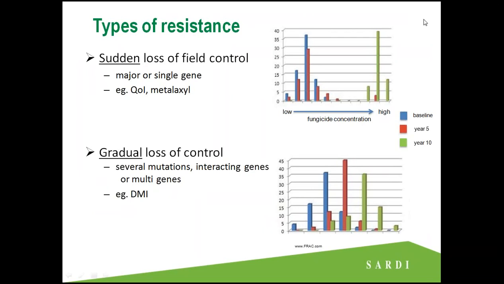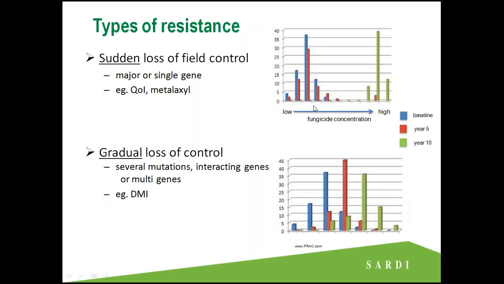Okay, just briefly looking at some types of resistance without going into too much technical detail. First, we have the two extremes, where we have a sudden loss of field control or a gradual loss. So what we see in the top graph is the blue. If we look at the blue bars, this is a population of the fungus in the field that has never been exposed to a particular fungicide. So that means a low concentration of the fungicide is needed to control that population.